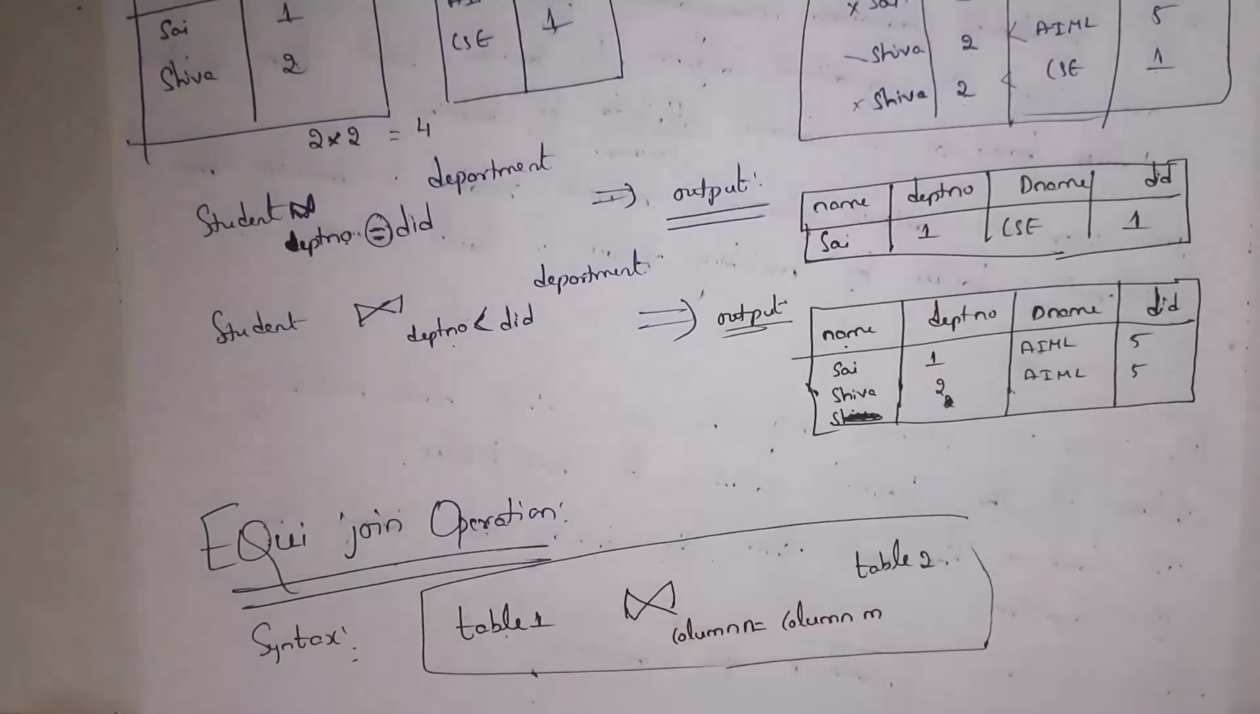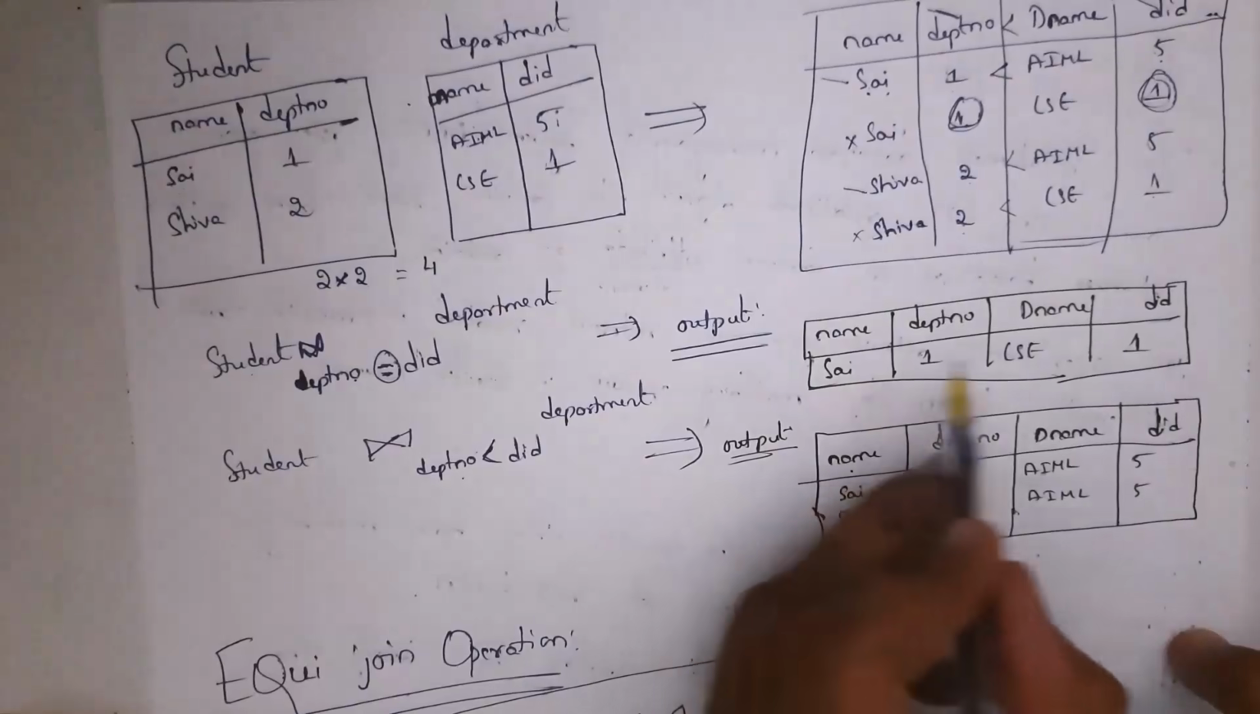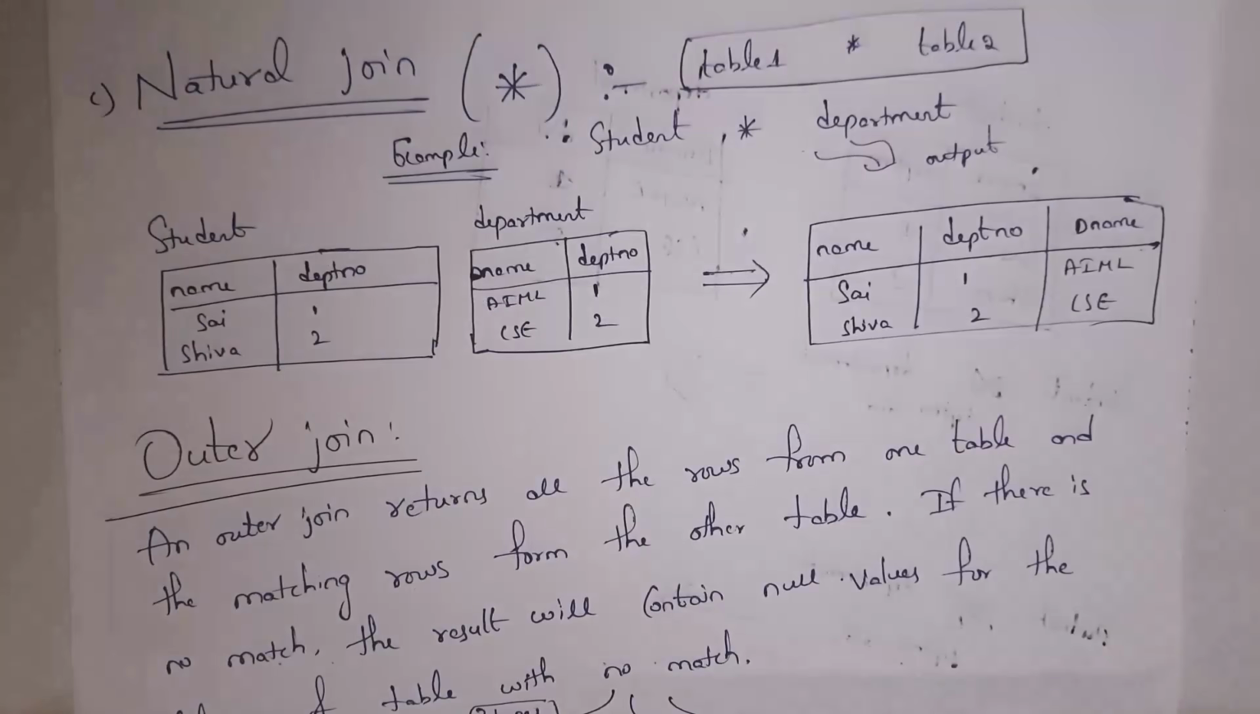So this is my output. In this table only 1 and 1 are matching, so I will get output Sai 1 CSE 1. So this is my output for equi join operation. Next I will explain natural join operation.